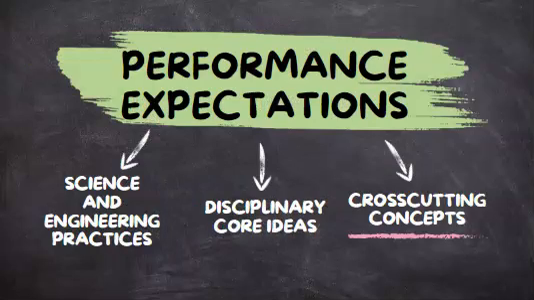Just to review for a minute, we have performance expectations with regards to New York State and teaching students K through 12 science. Those performance expectations describe the ultimate goal, what students should know as 12th graders, but they're broken into three dimensions, as they're called: the science and engineering practices, disciplinary core ideas, and what we're discussing in this video, the cross-cutting concepts.